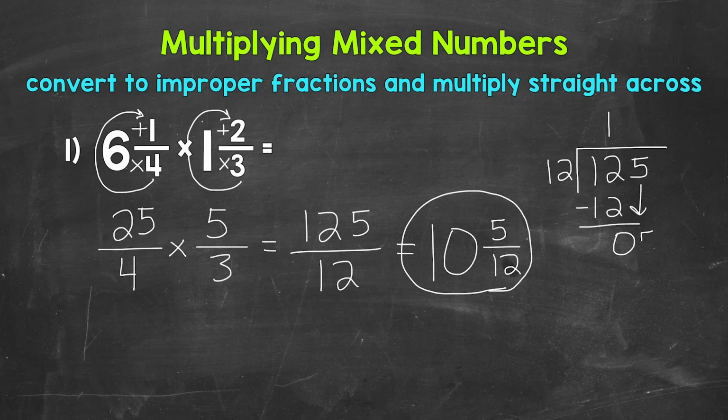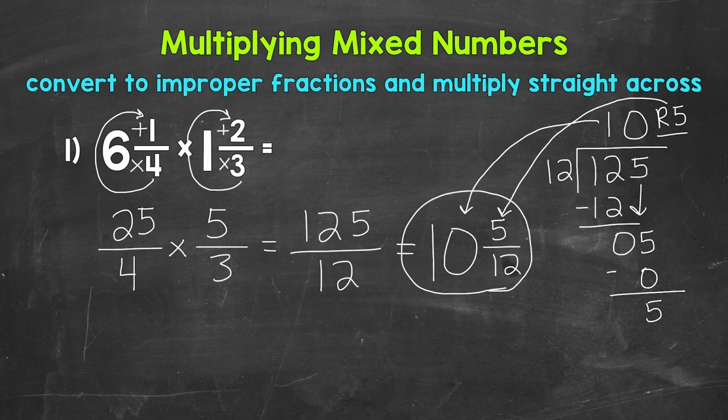And then bring down. Now we repeat, so go back to divide. So we have 5 divided by 12, which we can't do, so we need a 0 here. 0 times 12 is 0. Subtract 5 minus 0 is 5. So 10, remainder 5. 10 is the whole number of our mixed number. The remainder of 5 is the numerator, and then we keep the denominator of 12 the same. So again, our final answer, 10 and 5/12.